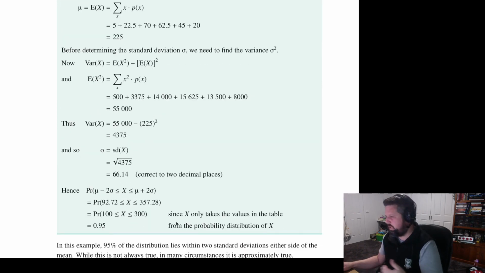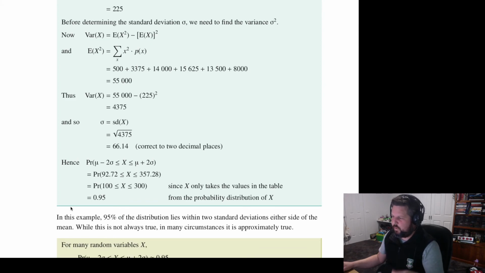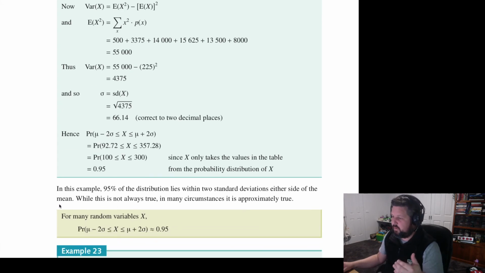Now, just as a side note, what you'll see here is it says in this example 95% of the distribution lies within 2 standard deviations either side of the mean. It says while this is not always true, in many circumstances it is approximately true. And so you'll find that for many random variables, the probability that x is in between the 2 standard deviations either side of that mean is approximately 0.95 or 95%.